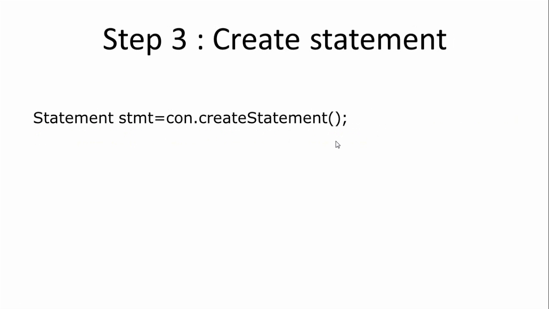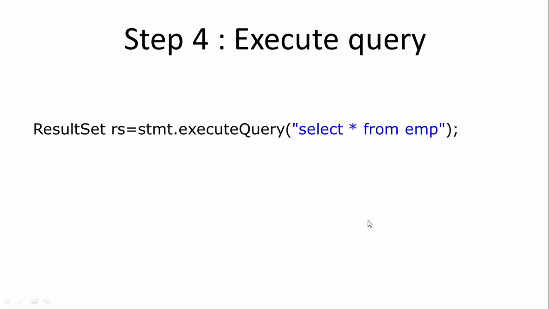Now the next step is create statement. So here we'll be using the connection object for creating a statement. Okay, so this createStatement method returns a Statement object, and that we will capture in a Statement reference, right? Now step 3 is execute query.